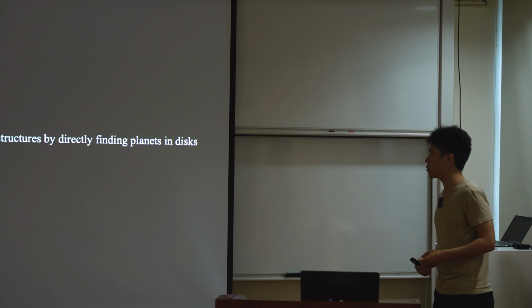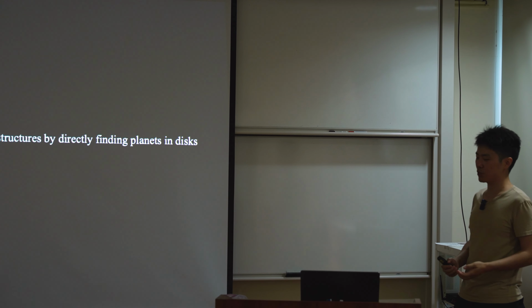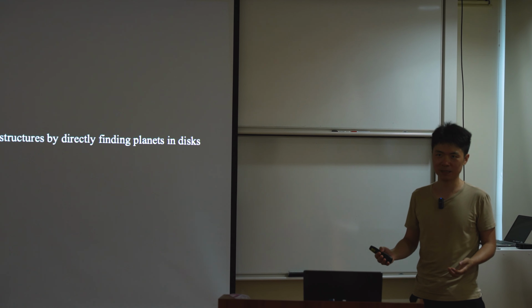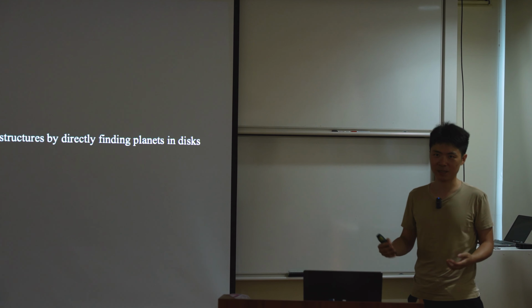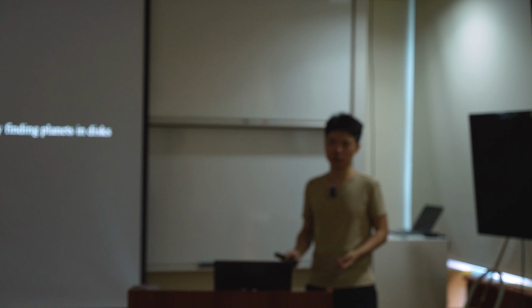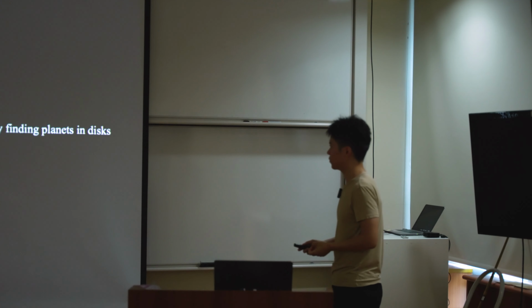So the most straightforward way to address this question is to directly find the planets that are producing the structures. As I argued at the beginning, this is something really difficult, but this is such an important topic that on the order of 100 nights of 8-10 meter telescope time have been invested to look for planets in disks. And we do have some successful examples.